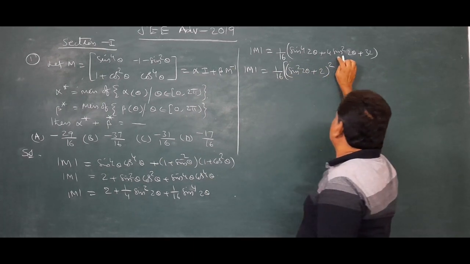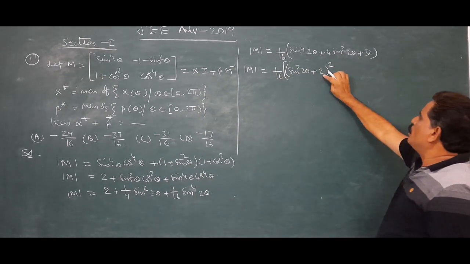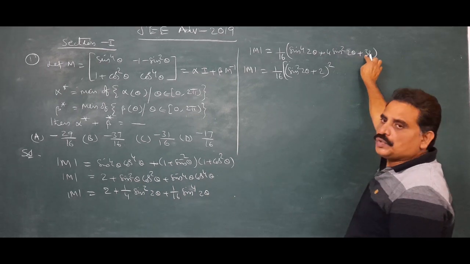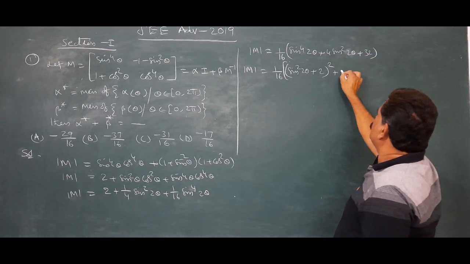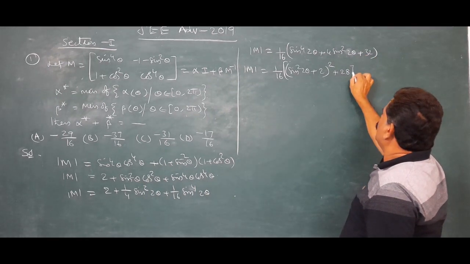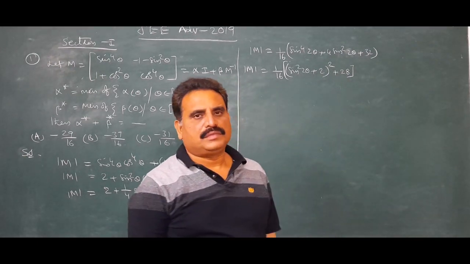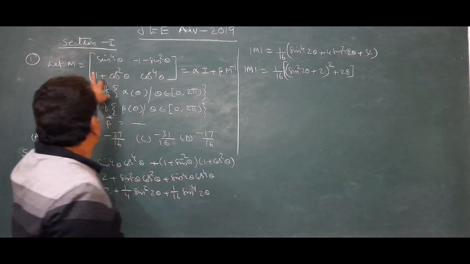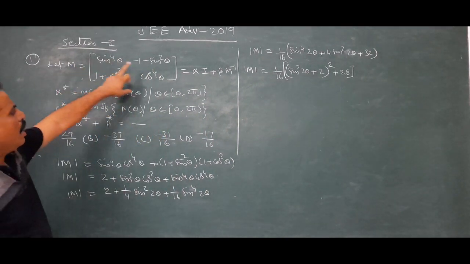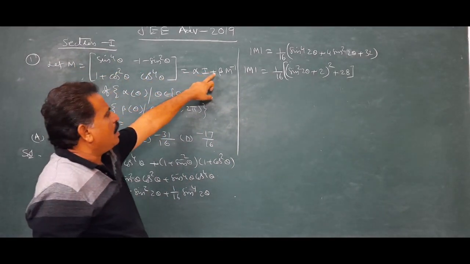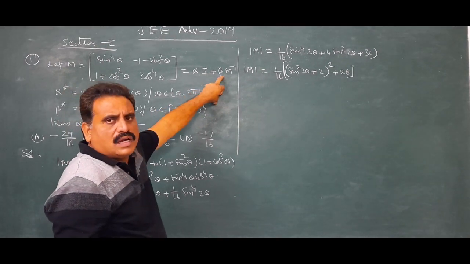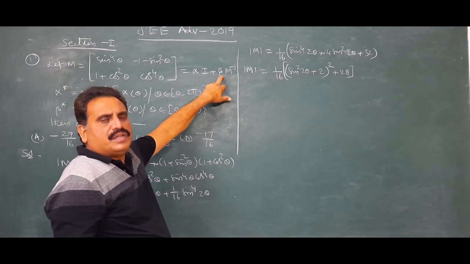After expansion, we get constant 4, but here 32, balancing that equation, plus 28. That is mod M, det M. Now, look here. Alpha I plus beta M inverse. M inverse is adjoint A by det A.